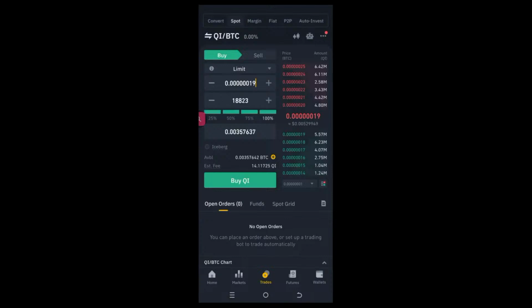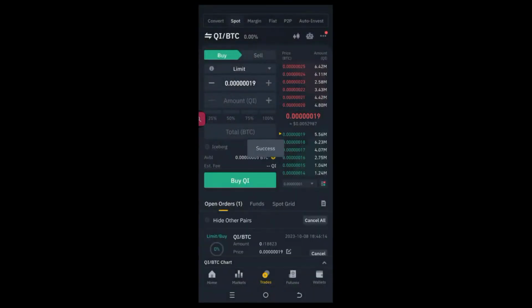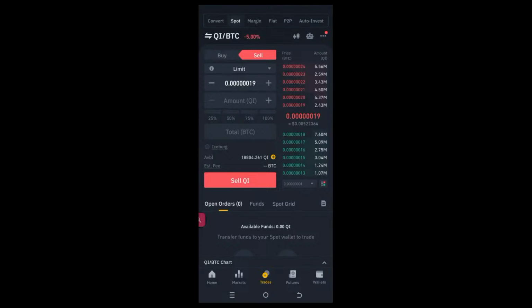Don't forget, this is triangular arbitrage, right? So we buy and then we sell for profit on the other. Let's just go ahead and see how we can do this. Let's buy. Okay, we're currently in the queue. Let's see how this goes. I'll be back to share with you the results. See you shortly.